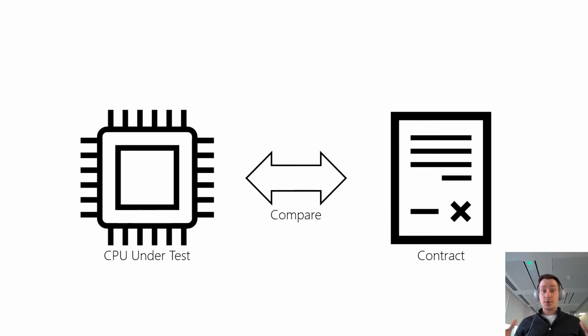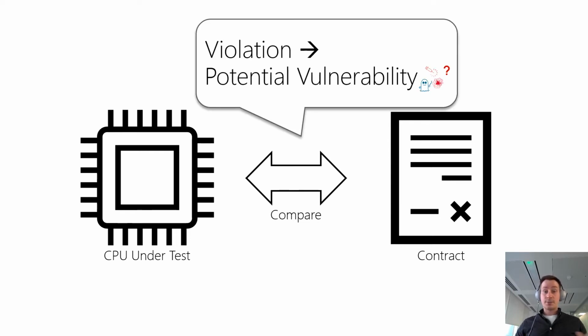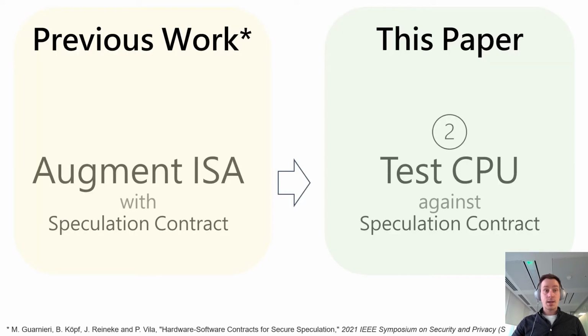It's to test the CPU against this contract. And if we find any mismatches between the CPU and the contract, then these mismatches would be violations. These would be potential speculative vulnerabilities that have to be dealt with. So overall, this is our approach, and in the paper that I'm presenting, our scope was the second part. So the first part was previously described by previous work. It was presented at Oakland 2021.